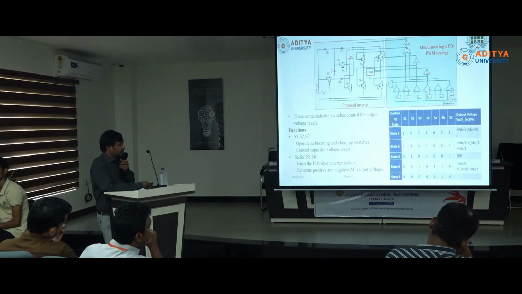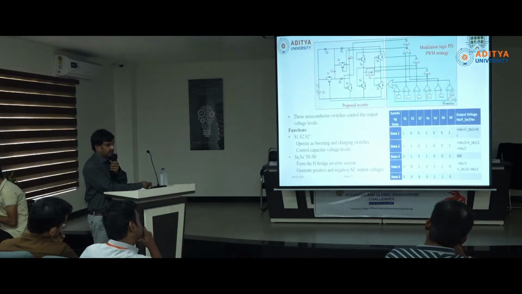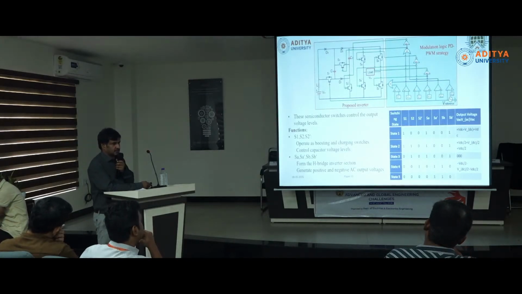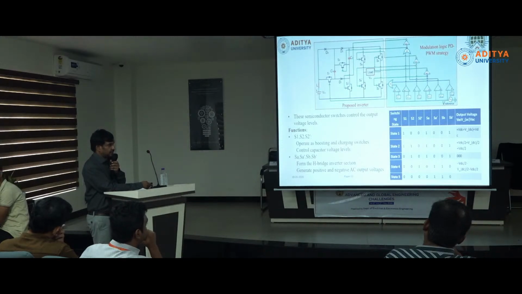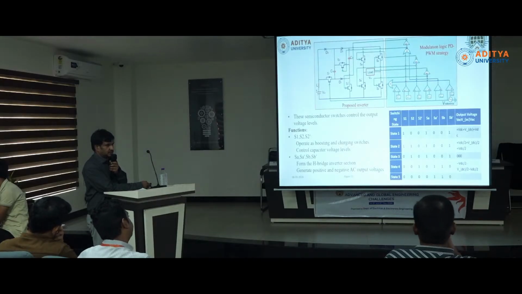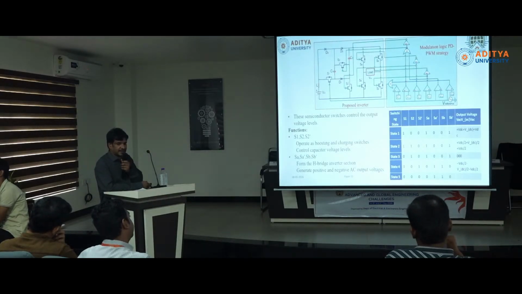We use phase disposition pulse width modulation. Here we have 7 carrier waves and one reference wave is generated, and on the basis of that we determine the number of pulses. This is the switching table for the converters. These two capacitors C1 and C2 are used for charging and discharging, and mainly the capacitors are used to maintain the balanced voltage.